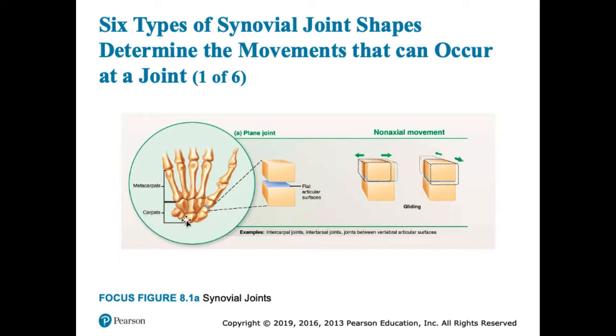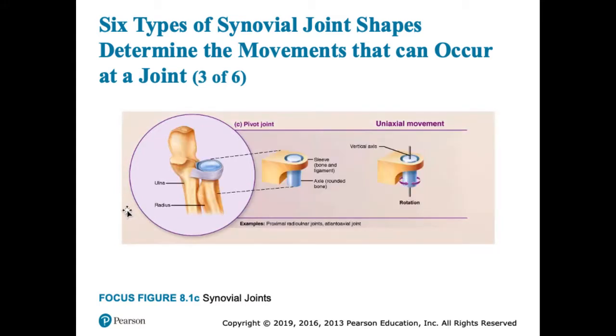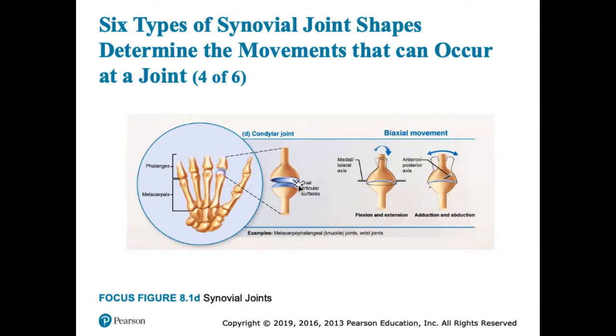This is just looking at the plane joint. So you see these flat articular surfaces. It has non-axial movement, so you might have some gliding that occurs. This one, of course, is a hinge joint. You have this uniaxial movement, and you see what that joint actually looks like. Here's the cylinder, here's that trough, and so it's like a hinge. The pivot joint, you can see it has this little sieve and then this rounded bone, and it has this uniaxial movement as well.